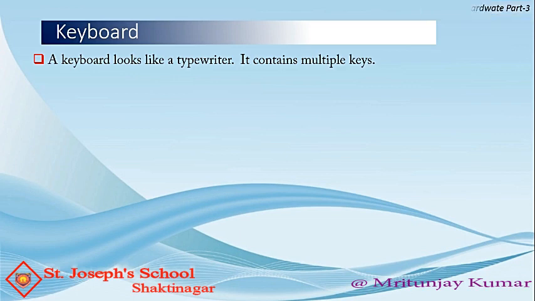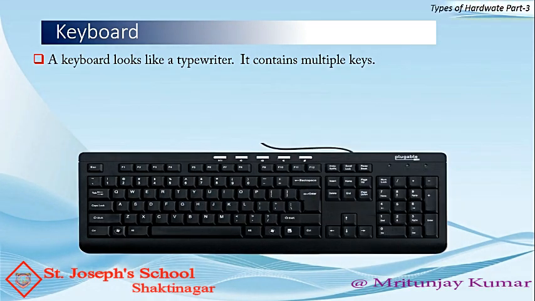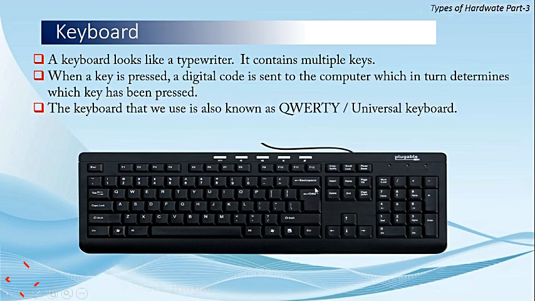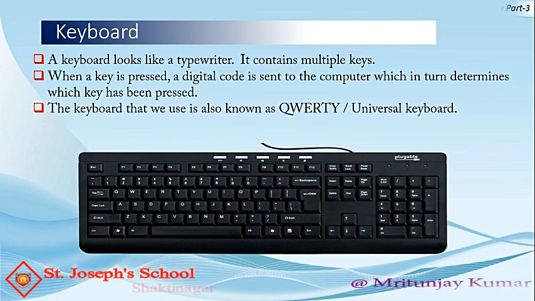A keyboard looks like a typewriter. It contains multiple keys. You can see this picture. When a key is pressed, a digital code is sent to the computer, which in turn determines which key has been pressed. And this keyboard is also known as QWERTY or universal keyboard.